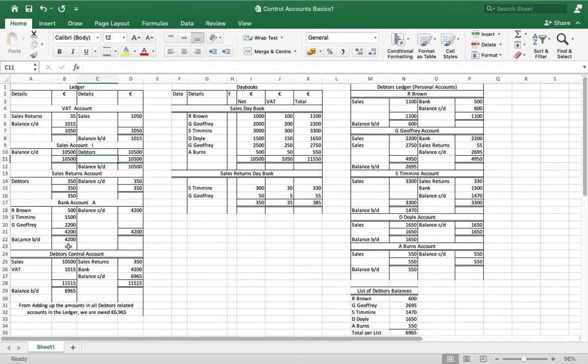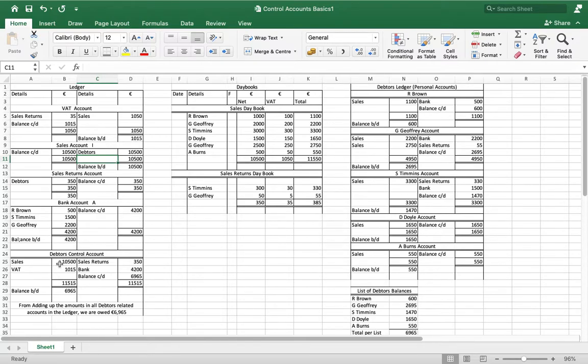So what I'm doing on this side here is I've decided to do a control account which totals up the amount of money that I should be owed by all of my debtors by taking all of the balances of debtors related ledger accounts together and putting them into one single account called a debtors control account to work out how much should my debtors owe me. So the 10,500 that I have here from sales goes in the debit side.